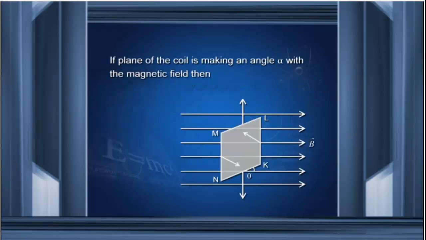If the plane of the coil is making an angle alpha with the magnetic field, then alpha plus theta is equal to 90 degrees. So cos theta will be equal to cos(90 minus alpha), which comes to be sin alpha. So cos theta is equal to sin alpha. Substituting this value, we get tau equals BIA sin alpha.